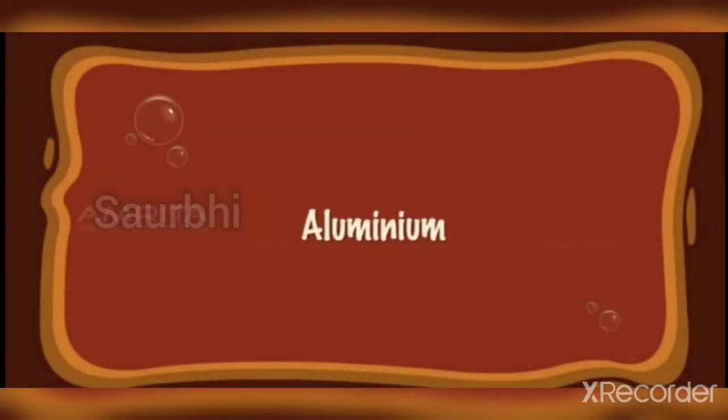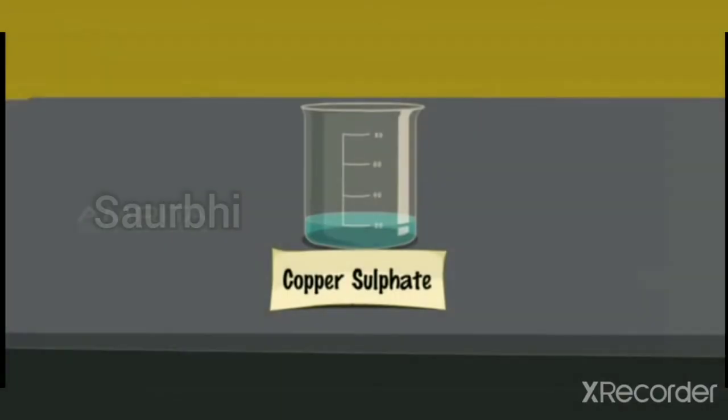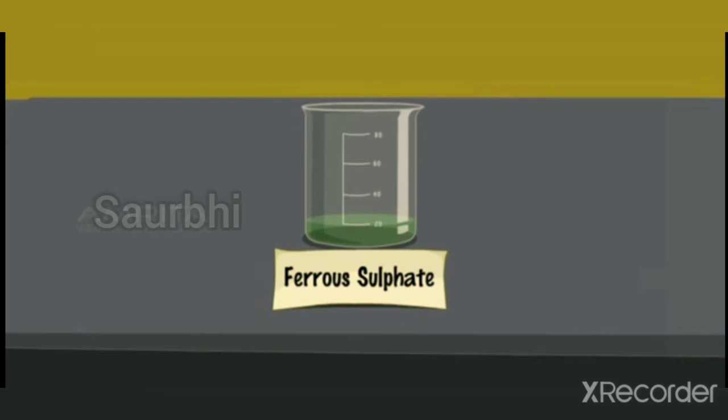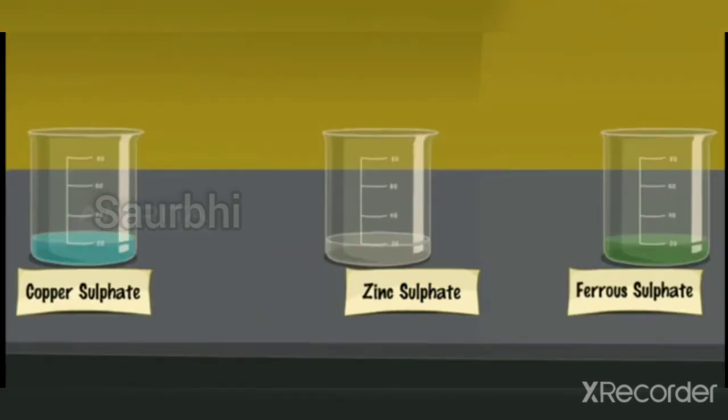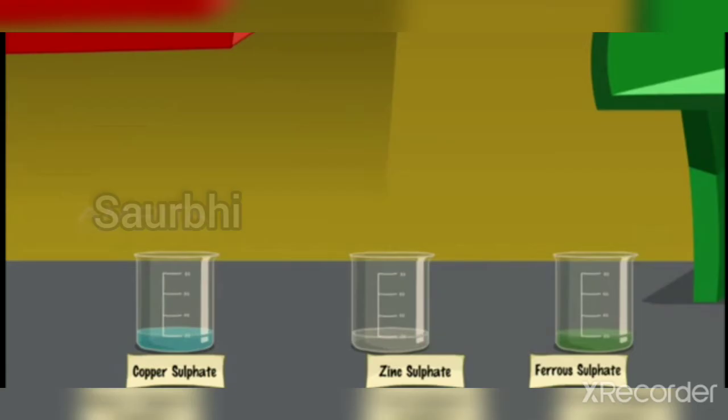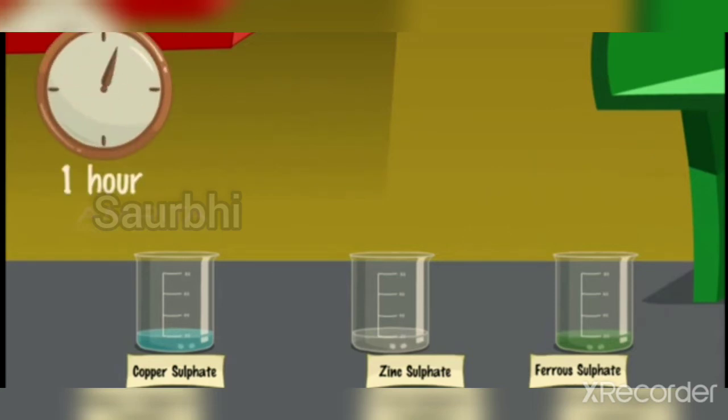Now we have the aluminum. Take 20 ml of copper sulfate, zinc sulfate and ferrous sulfate into beakers, and some aluminum metal pieces in the watch glass. Put them using forceps into the beakers containing ferrous sulfate, zinc sulfate and copper sulfate solution. Leave the beakers undisturbed for 1 hour and note the changes in the color of the solution.